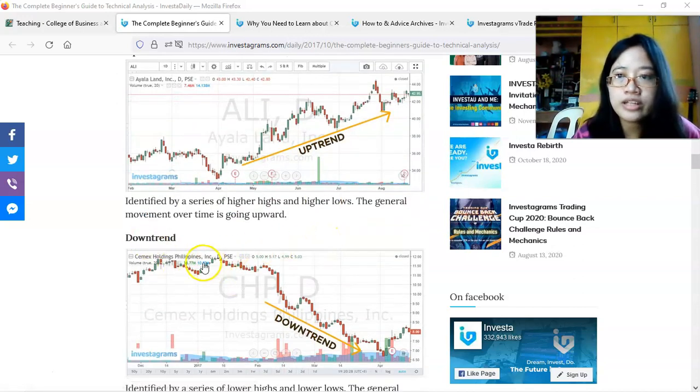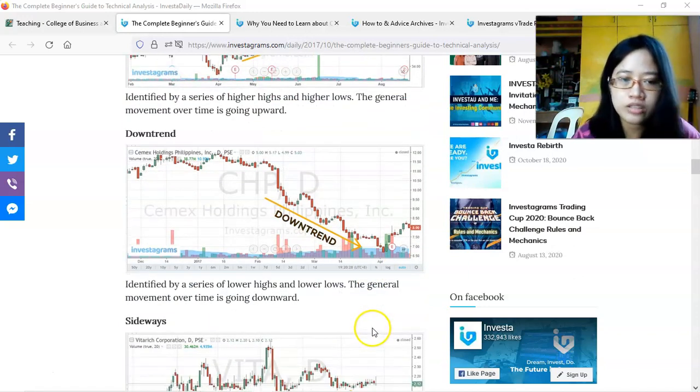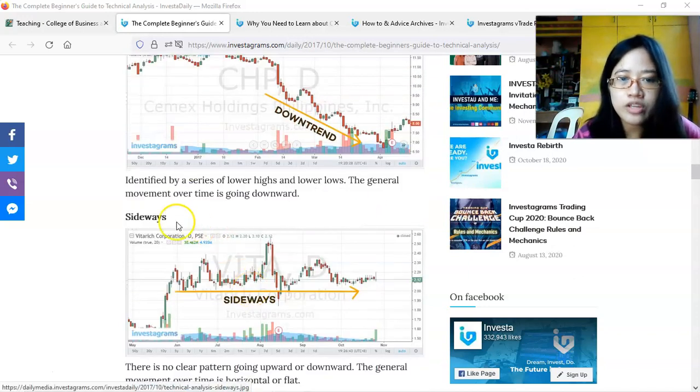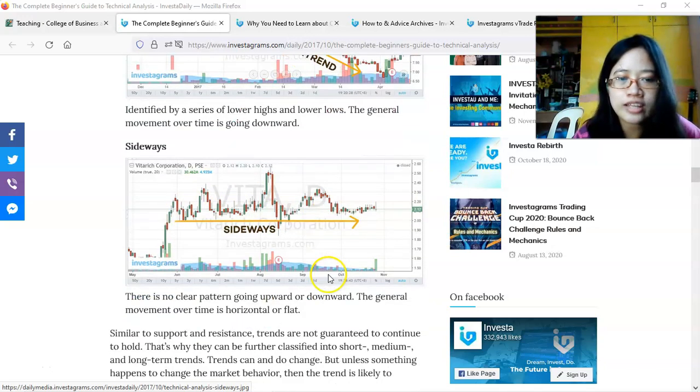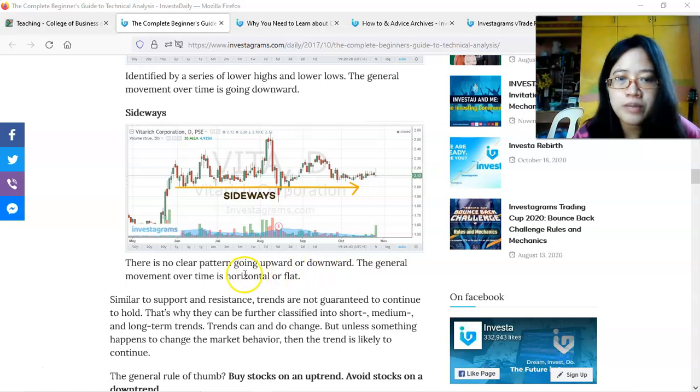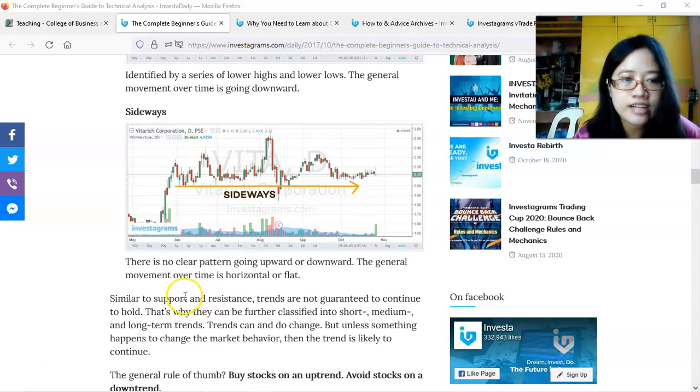And then you have your downtrend, ayan, pababa. Although may points din na tumataas siya, but still, as a whole, pababa yung market price niya. So, downtrend. And then you have your sideways, so it's not exactly going down, it's not exactly going up, pero almost, di ba, na maintain niya yung at this point. So, in a way, sideways. Okay, yung trend niya. So, no clear pattern going up or downward. General movement over time is horizontal or flat, right?